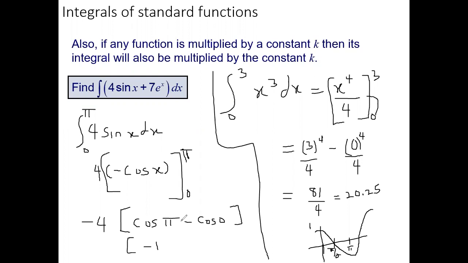So cos 180 is negative 1, minus cos 0, which is positive 1, times minus 4. So negative 1 minus 1 will be minus 2. Which means that we'll get an answer of minus 4 times minus 2, which equals positive 8. That's our final answer.